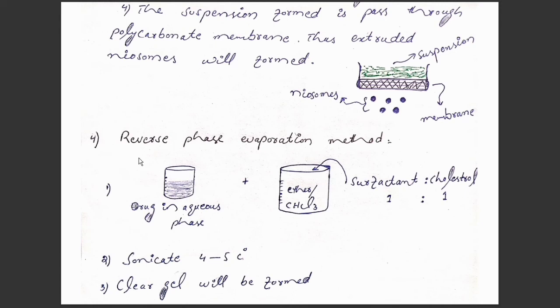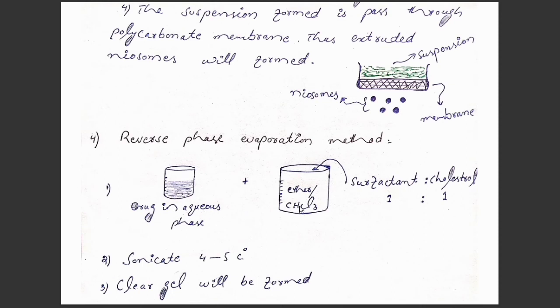So the fourth method is the reverse phase evaporation method. In this method, first we will prepare the drug aqueous phase. We will add the drug to the water, so this will be the drug aqueous phase. We will also prepare the organic phase. We will take a beaker. In the beaker we will take ether or chloroform. After this we will add 50% surfactant and 50% cholesterol, so this will be the organic phase.